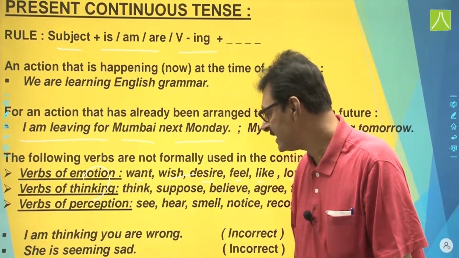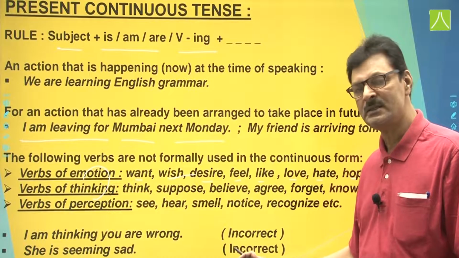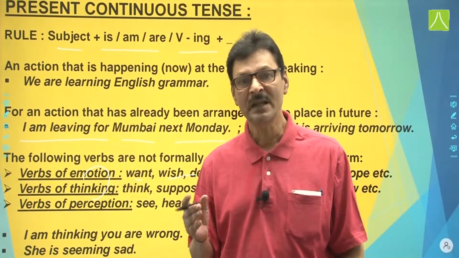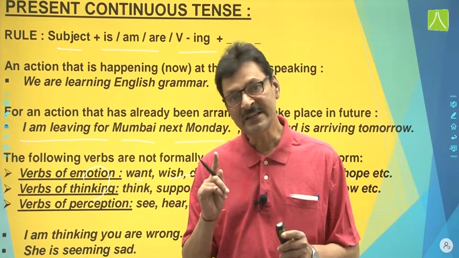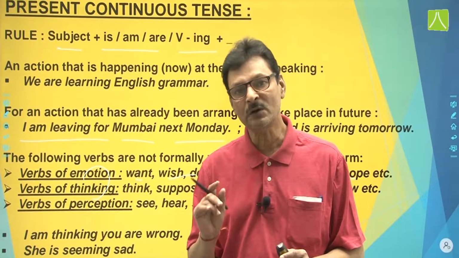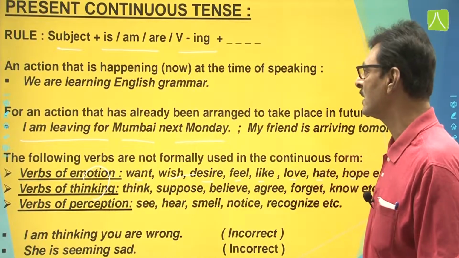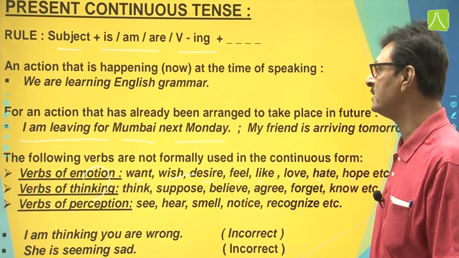And finally, she seeming said is incorrect usage. What will be the correct usage, friends? She seems said. And why seems? She is singular, so there will be s or es along with the verb. So, this is something about present continuous tense.